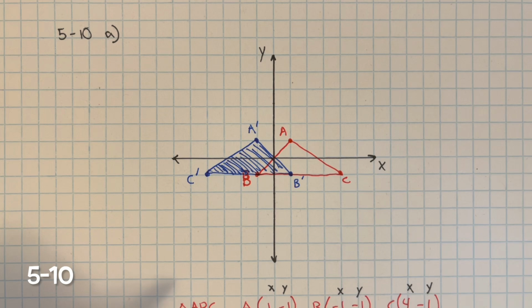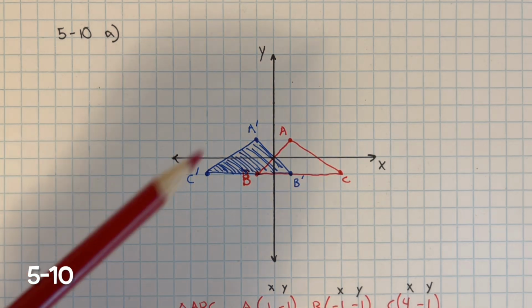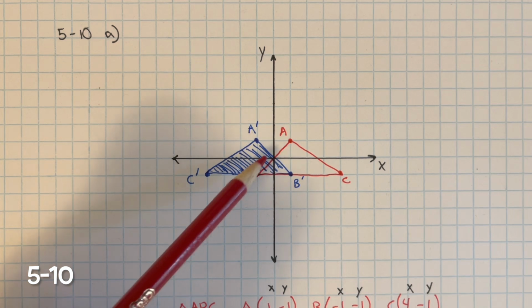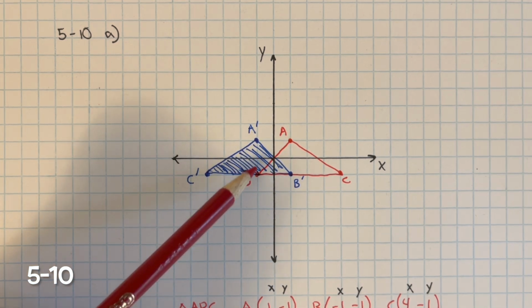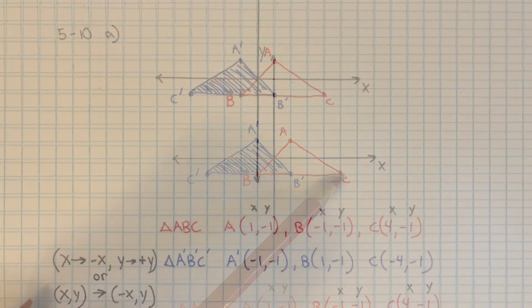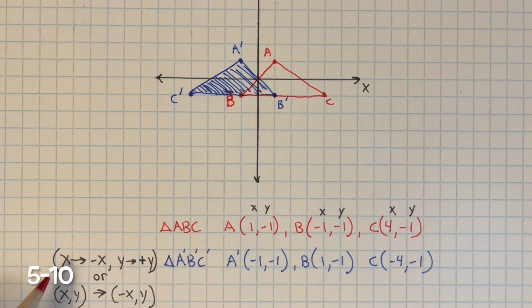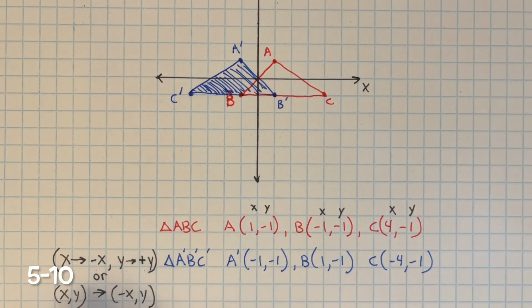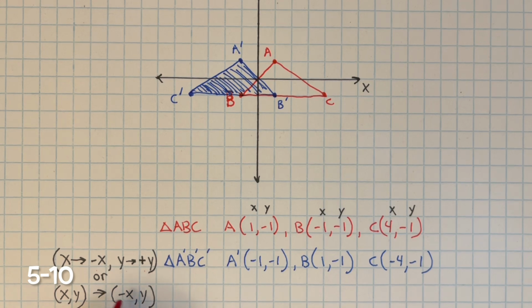For 10a, we're going to plot triangle ABC on the graph with the points 1, 1 for A, B, -1, -1, and C, 4, -1. So now we're going to use the function x to -x and y to positive y. It could also look like this, x, y to -x, positive y. So we're transforming this. So you can see that the y values are staying the same. The x values are becoming its opposite.